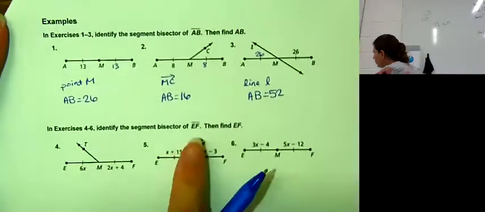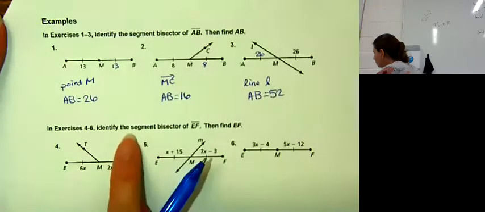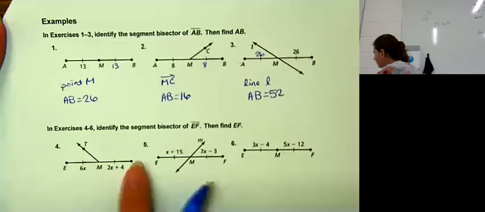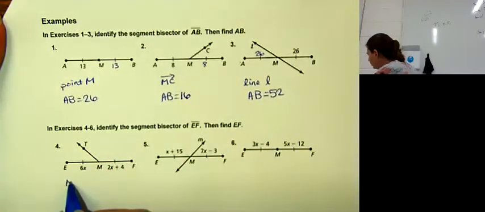This takes it just a step further. So rather than just having numbers, we're going to add expressions. So here again, they want you to identify the segment bisector of segment EF and then find the length of EF. So segment bisector identifying is the same.